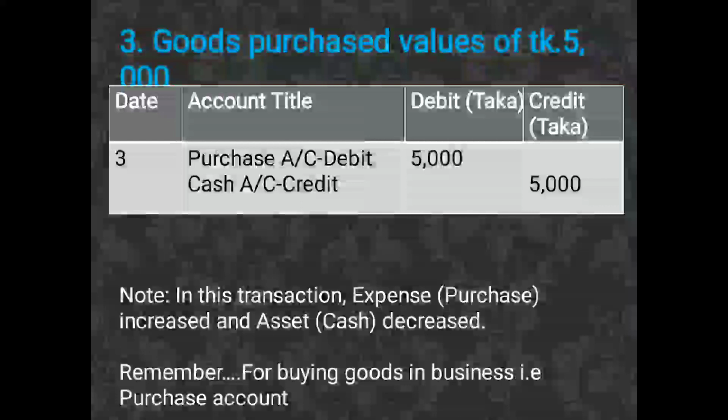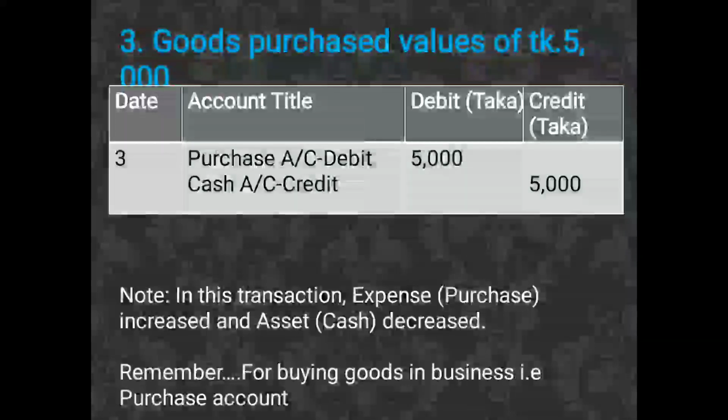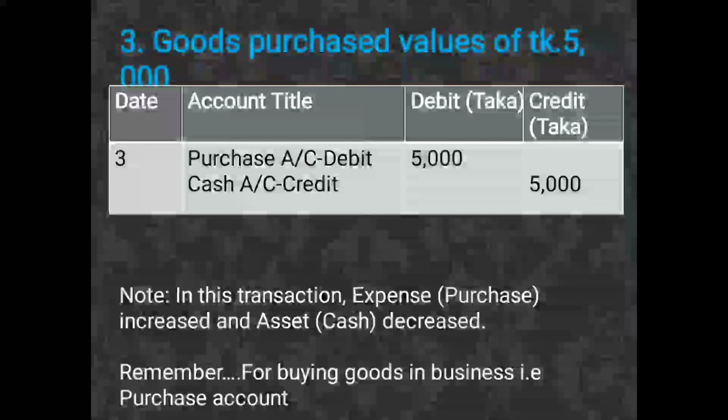Number 3, goods purchase values of Taka 5,000. In this transaction, two accounts are involved. For goods purchasing, that is the purchase account, and goods purchased by what? That is the cash has gone from the business. So purchase, one kind of expense, increasing, that is purchase account is debit, and cash has decreased, so cash account is credit. Note for this transaction, expense or purchase increased and asset, cash, decreased. Remember, for buying goods in business, that is the purchase account.